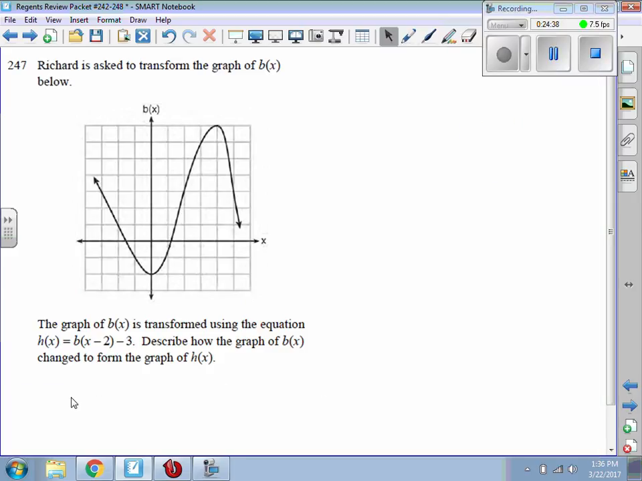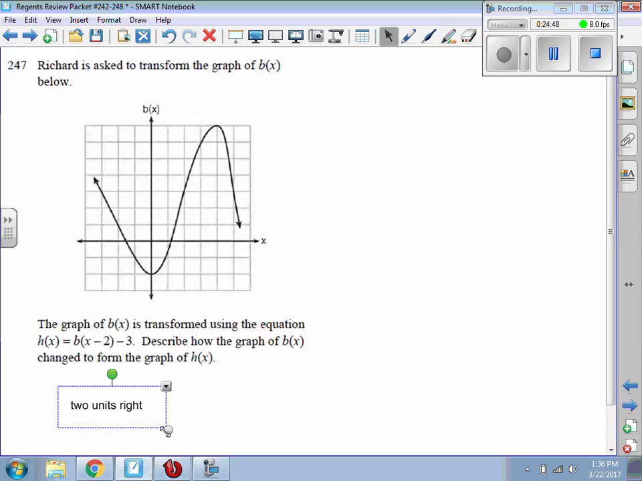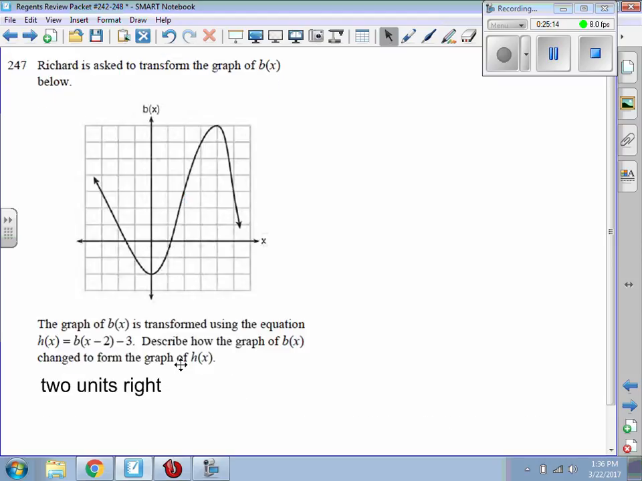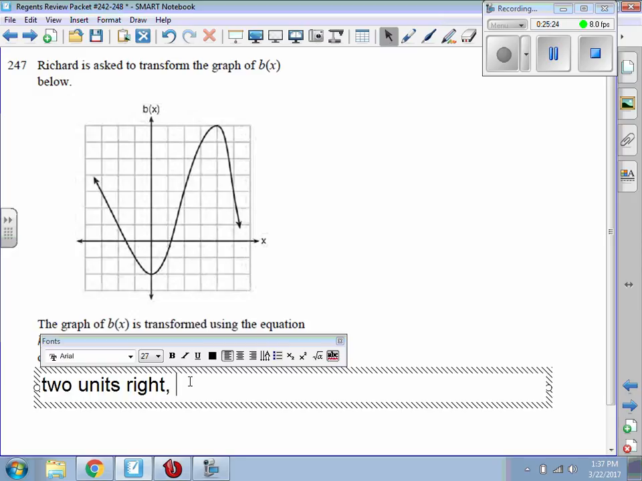Describe how the graph of b of x changed. It's 2 units right. And now we'll figure out what effect that -3 has. So the negative 3 we kind of looked at with 246. I'm going to go back. Remember this one where we had our original and we said, all right, this is down 4. What is going to make the graph go down 4? We stuck a negative 4 at the end of it. In 247, there's a negative 3 at the end of it. All right, well, we put a negative 4 and the graph went down 4. So if we have a negative 3, the graph goes 3 units down.